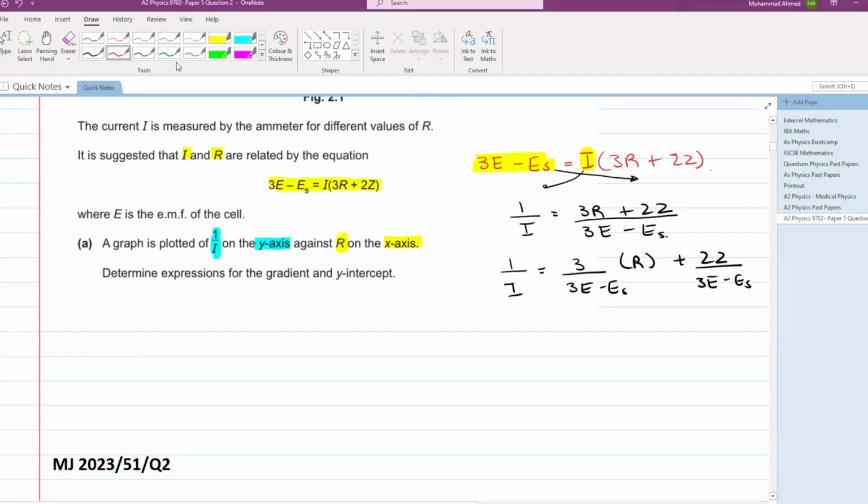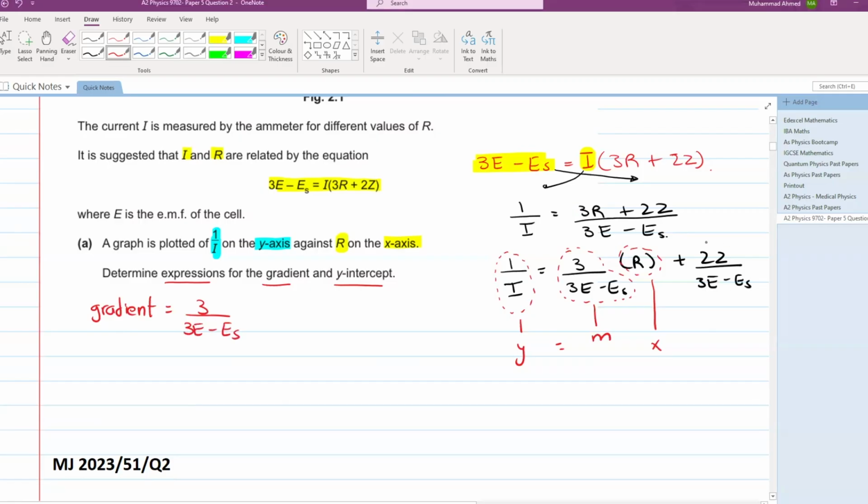Simple. Now, if I compare this equation with the equation of a line, 1 over I gets plotted on the y-axis, R is on the x-axis. What is the gradient? You have to determine the expressions for gradient and y-intercept. This 3 over (3E minus Es) is your gradient. So you can write it here: your gradient is equal to 3 divided by (3E minus Es).